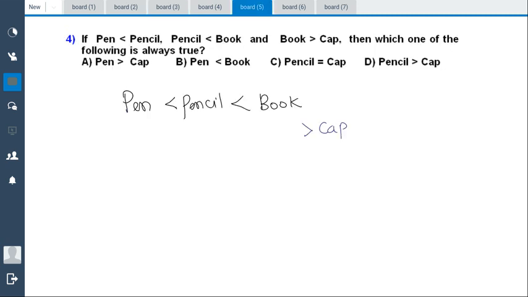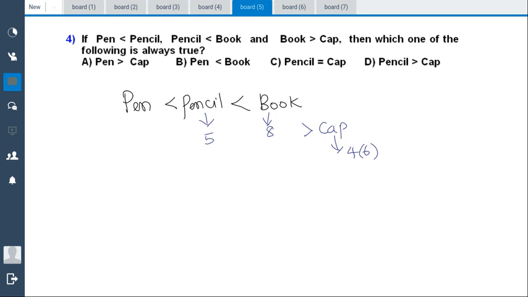Then pencil is greater than cap, and the pen is less than pencil, or pencil is less than cap and pen is less than cap. So this is not true. For example, please note that suppose book is 8, pencil is 5 and cap is 4, then in this case pencil is greater than cap. Suppose cap is 6, in this case the pencil is less than cap, but still these two inequalities are correct. Now please note that for this type of problem, I always go from the options because I'm going to find the correct answer.